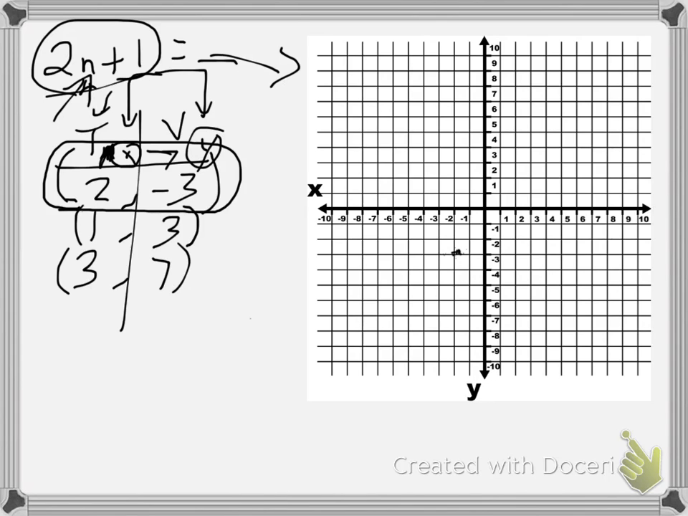Now the next one says 1, 3, so we go over +1 and we go up to 3, and we end up on about that section right there. I'm just going to try and make it as close as I can to 1, 3. And then the final one says 3, 7. So we go over on the x-axis to 3 and we go up to 7, and we end up on a dot roughly about there.